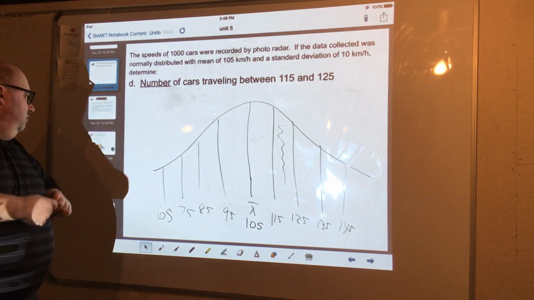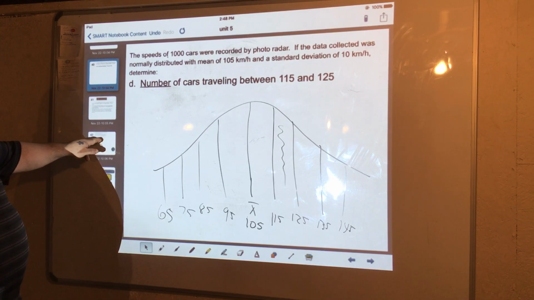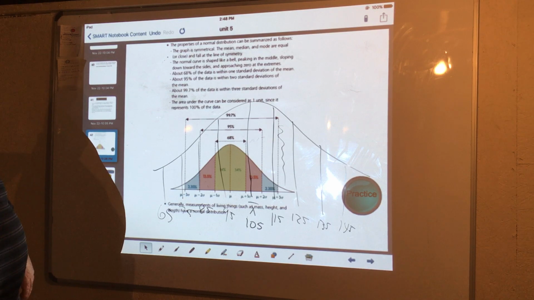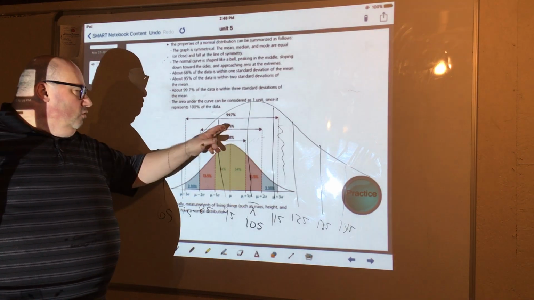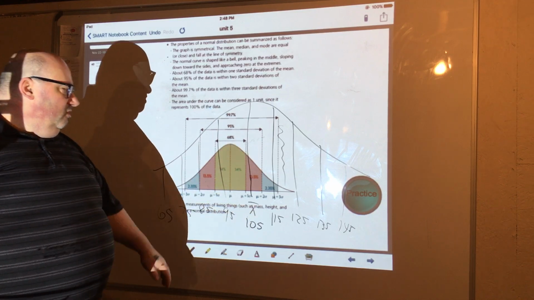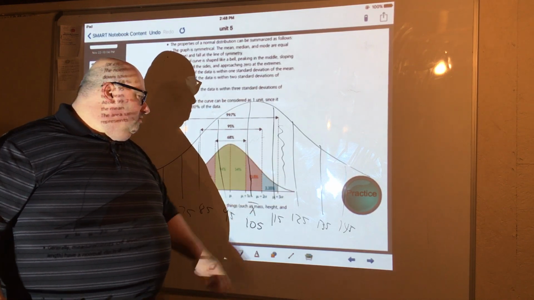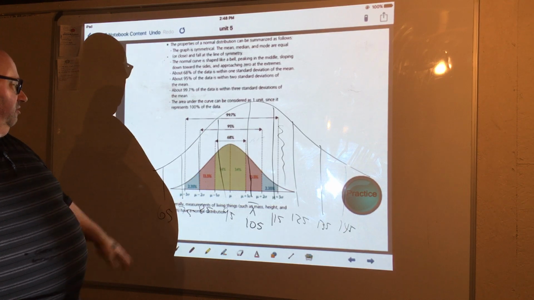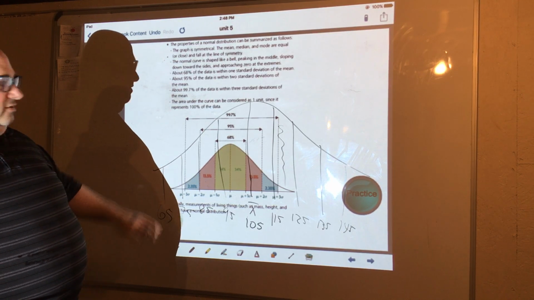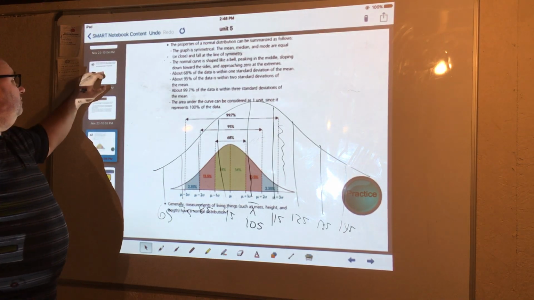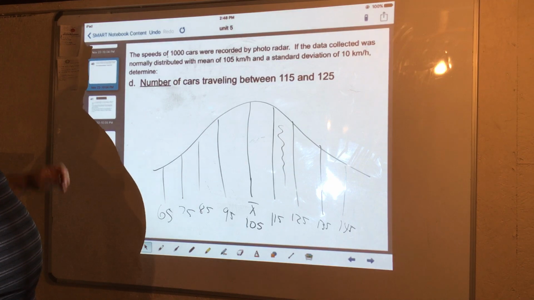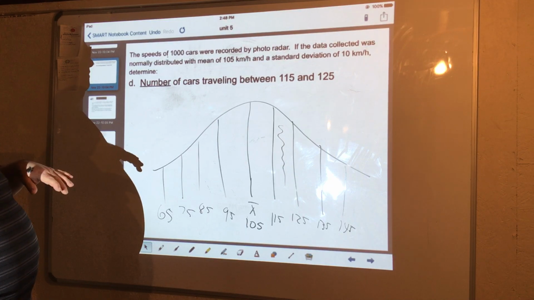So what we need to do is look at our normal distribution graph, right? And we see that we get 34% in here, 34% in here, 13.5, 13.5, 2.35, and 0.15 at the end, all right? So go back to that one. We want to know the number of cars traveling between 115 and 125.